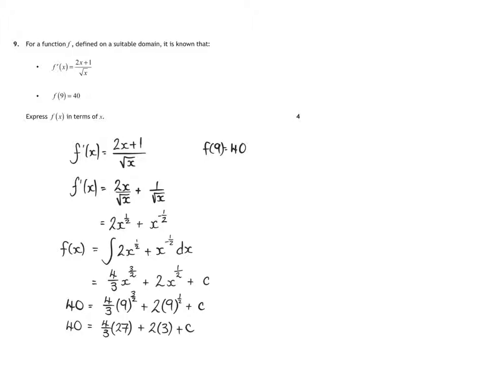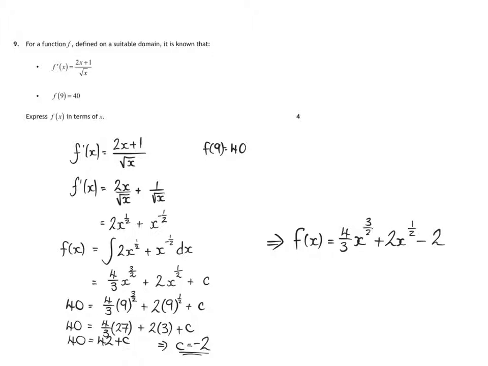Right, so when we sort that out, we get 40 is equal to 42 plus c, so therefore c must be equal to minus 2. So therefore f of x is equal to 4/3 x to the power of 3 over 2 plus 2x to the half minus 2.